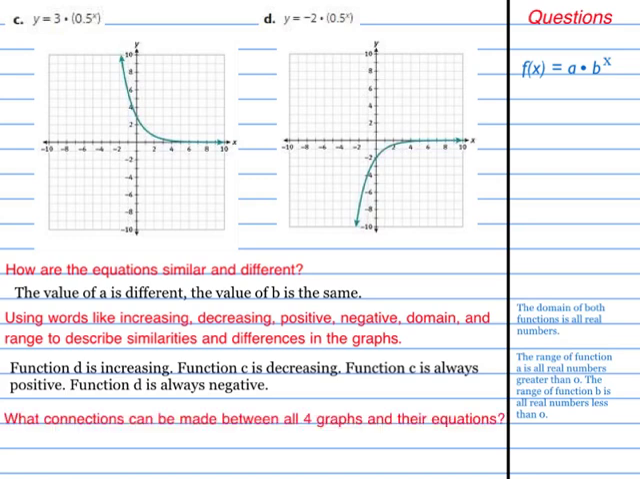So what I'd like you to do is look back at these 4 graphs and functions and what connections can be made between all the graphs and their equations. What are some things that you might have noticed that I didn't point out? We'll discuss your answers in class when you come next. Take a moment, pause, copy before continuing.